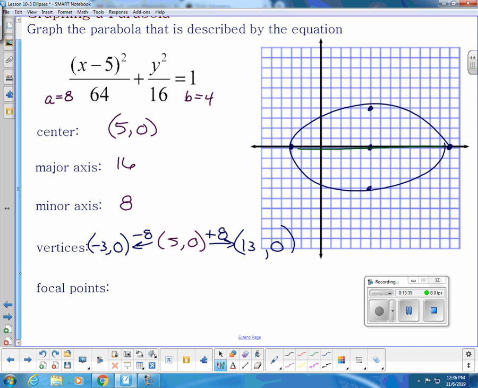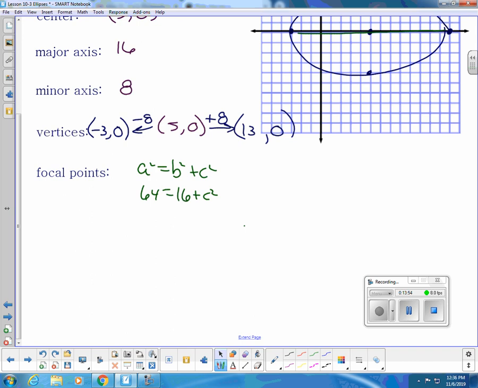Okay, so A squared equals B squared plus C squared. So my A squared is 64 equals 16 plus C squared. C squared equals 48. Break that down. What do you get? 4 square roots of 3. That's your C value. So to find the focal points, again, you're sitting here at 5, 0. I'm going to add 4 square roots of 3. So just write it that way.